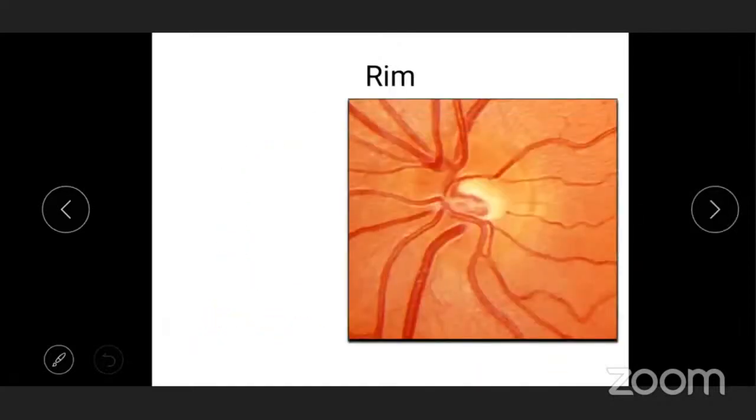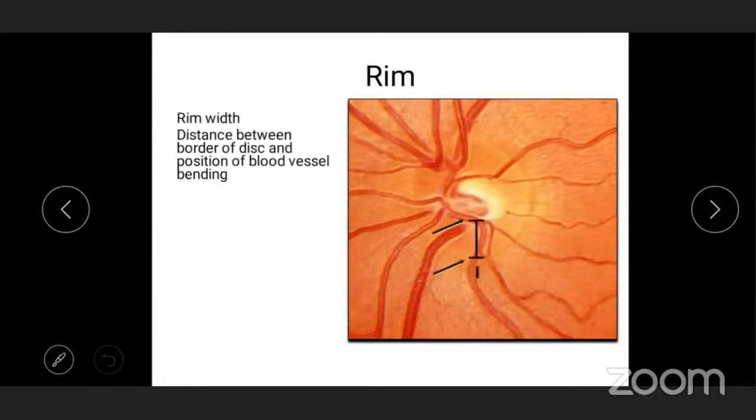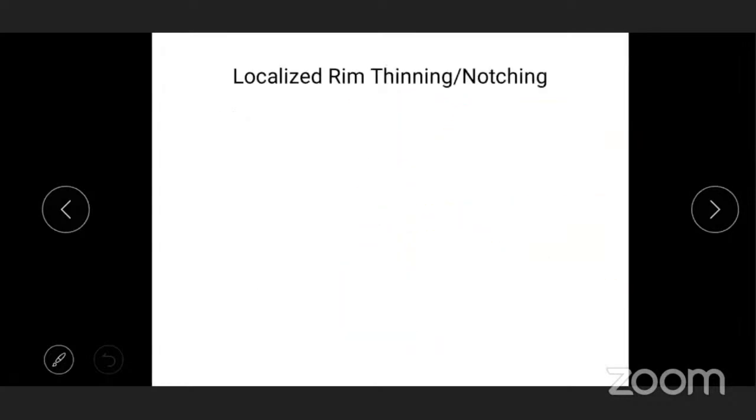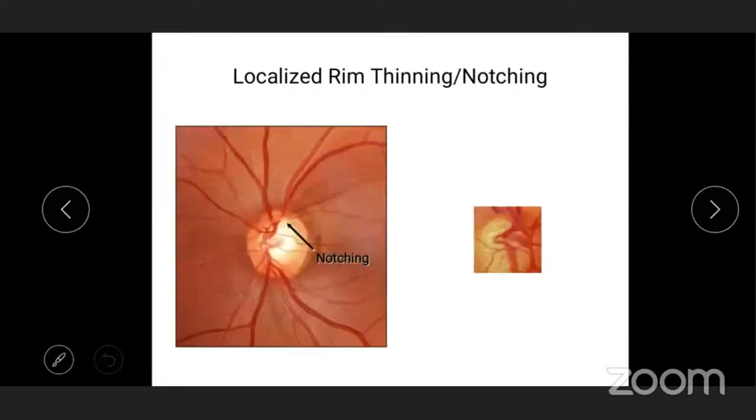So the rim is thickest inferiorly as seen here, followed by superior, the nasal and the temporal, which becomes a rule, but it's not always satisfied. Remember what I'm going to tell you next. In the notching of the rim, the question asked is, what is the commonest site for the notching of the rim in most glaucoma situations?